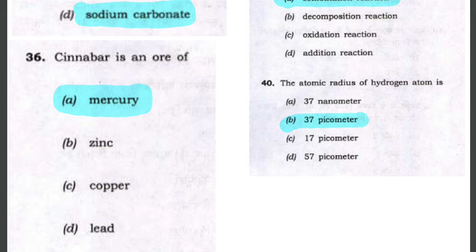And then this next question, this is also a very important question and has been repeated so many times. So just remember this: the atomic radius of hydrogen atom is 37 picometer. I think it would be 3.7 nanometers, so 37 picometer.